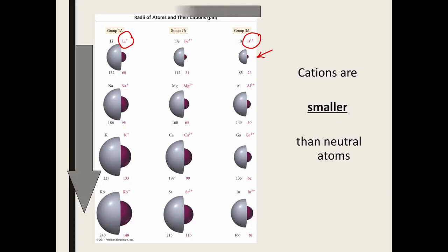Okay. So there you go. So cations are a lot smaller than the neutral atoms. And so the trend is that they will get bigger going to the left and down, just like the radius.